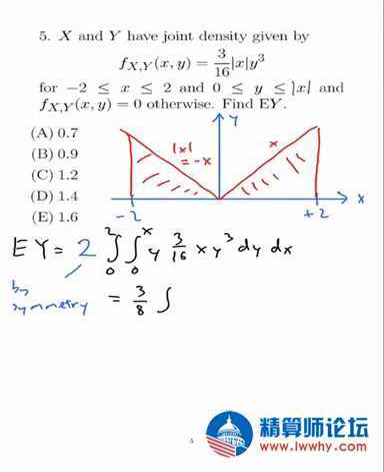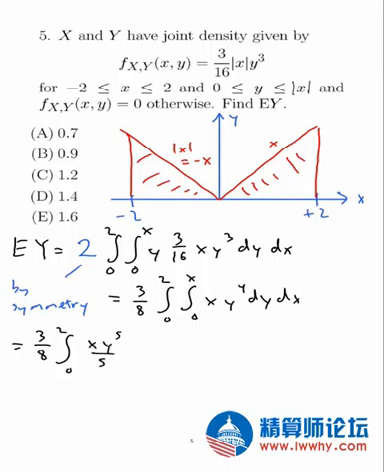and do some rearranging. So I have 3/8 integral from 0 to 2 of the integral from 0 to x of x times y to the 4th dy dx. The integral of y to the 4th is very easy. It's just y to the 5th over 5. So I have x times y to the 5th over 5, evaluating y from 0 to x, and then I'll do an integral dx, right?